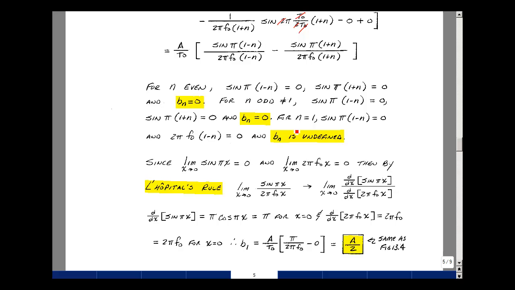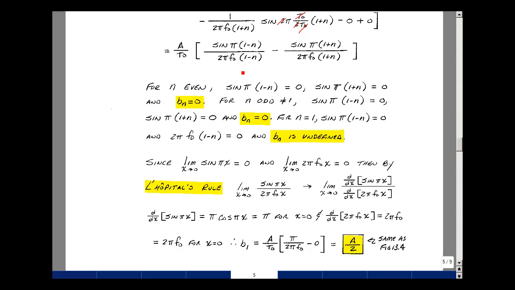In the case for n equals 1, we have the sine of pi times 0. Of course, that's going to be equal to 0, but we're dividing this by 2 pi f naught times 1 minus n, which is also 0. So this part of our formula is indeterminate. Take a look at the numerator as x approaches 0 of the sine of pi times x, in other words, where x is equal to 1 minus n, that is also approaching 0, and likewise so is the denominator. So we can't simply take the limit as we approach 1 for both the numerator and denominator.